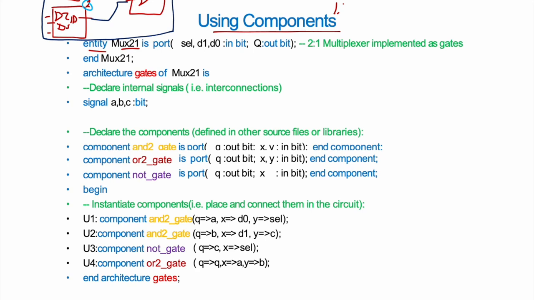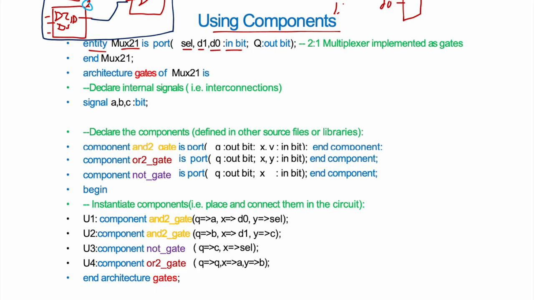Right. So the entity has a port: the select, D1, D0 as input, both as bit. And then the select on there, and then you have an output. Because we know it's a multiplexer, you've got the output Q. That's all we've done so far.